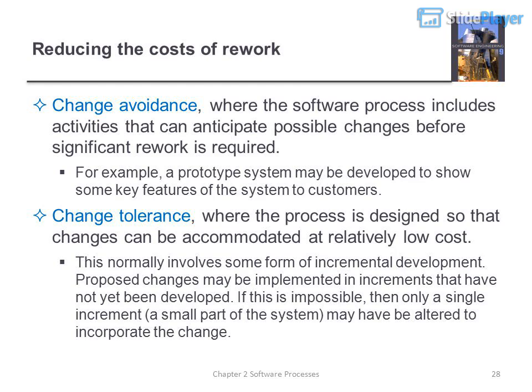Change avoidance, where the software process includes activities that can anticipate possible changes before significant rework is required. For example, a prototype system may be developed to show some key features of the system to customers. Change tolerance, where the process is designed so that changes can be accommodated at relatively low cost. This normally involves some form of incremental development. Proposed changes may be implemented in increments that have not yet been developed. If this is impossible, then only a single increment, a small part of the system, may have been altered to incorporate the change.